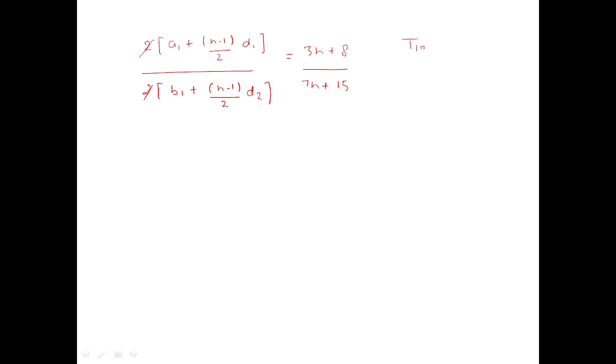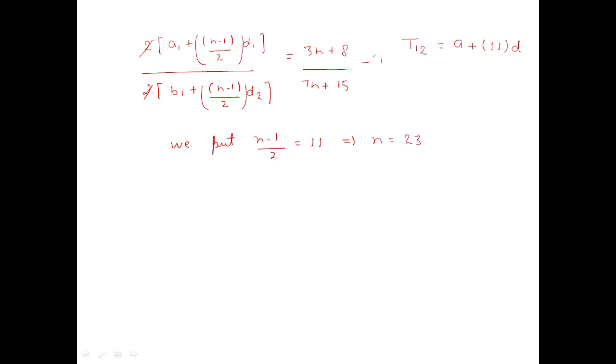So T12 is equal to a plus 11d, we know, meaning 12 minus 1 is 11, into d. So if we put n minus 1 upon 2 equal to 11, we will get the 12th term of the first AP and the second AP. So we put n minus 1 upon 2 is equal to 11. After solving this, we will get n is equal to 23.